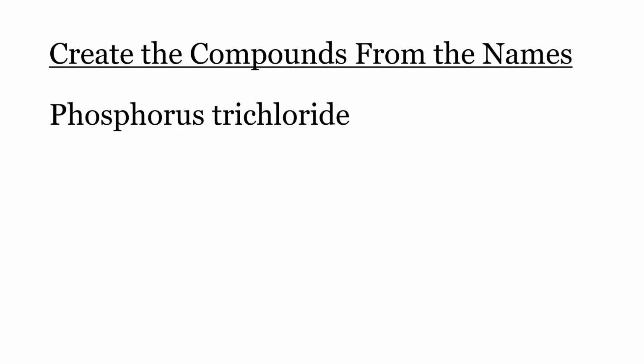Let's take a look at our phosphorus trichloride. Again, we do not have a prefix out front, so this means that we have 1 of them. So 1 phosphorus atom, then trichloride, tri being 3, our chloride being our chlorine, our Cl. So 1 phosphorus atom, 3 chlorine atoms. Putting that together, I get PCl3. 1 phosphorus, 3 chlorine.